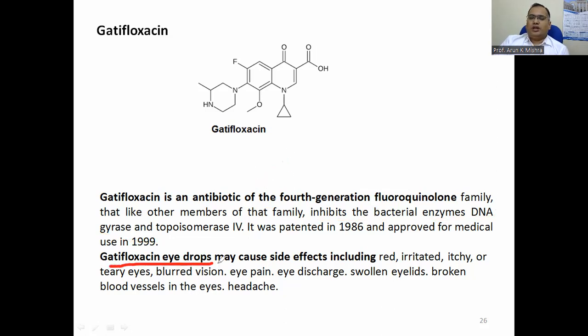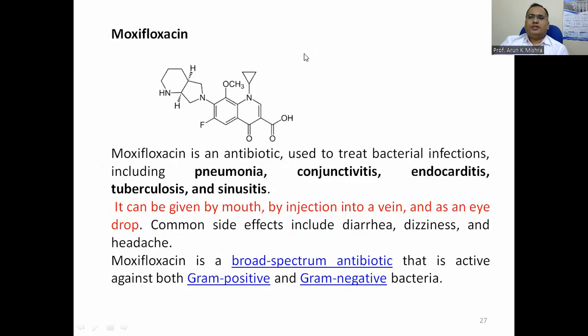Gatifloxacin eye drops may also cause some side effects. Gatifloxacin is generally used in the form of eye drops to treat various ocular infections, and some UTI-related problems may also be treated by gatifloxacin. So next is moxifloxacin, and the structure of moxifloxacin is presented in this way.